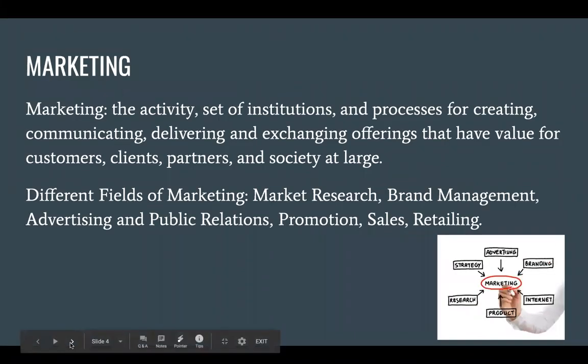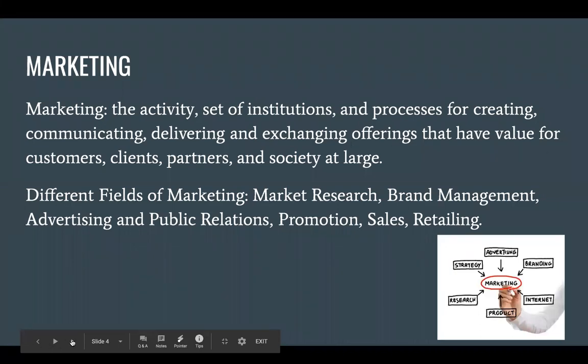So basically, my definition is the activity, set of institutions and processes for creating, communicating, delivering, and exchanging offerings that have value for customers, clients, partners, and society at large, which is like what you said, basically getting someone to buy your product instead of a competitor's because the offerings have value.